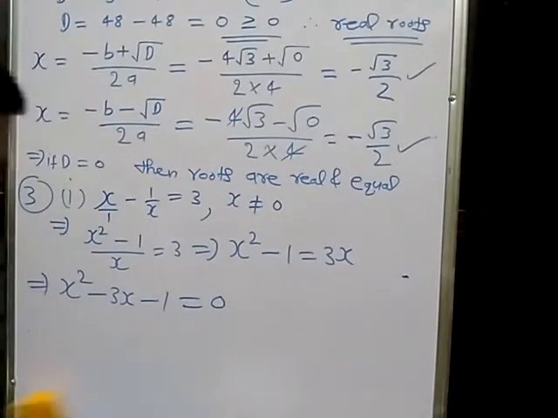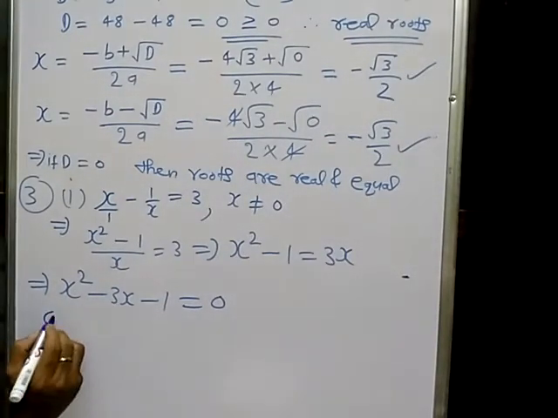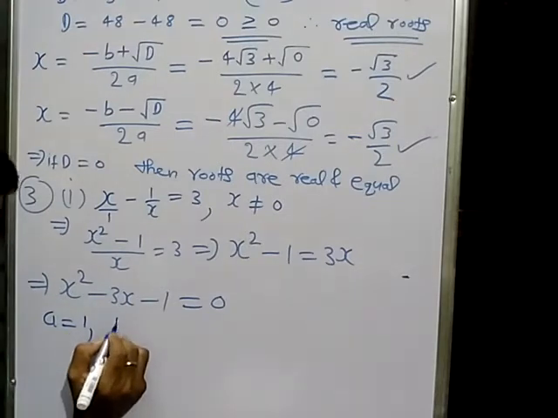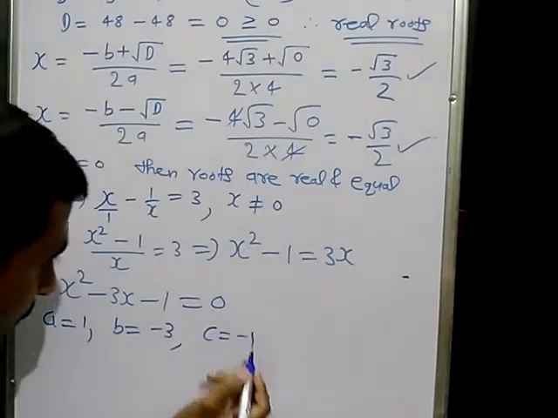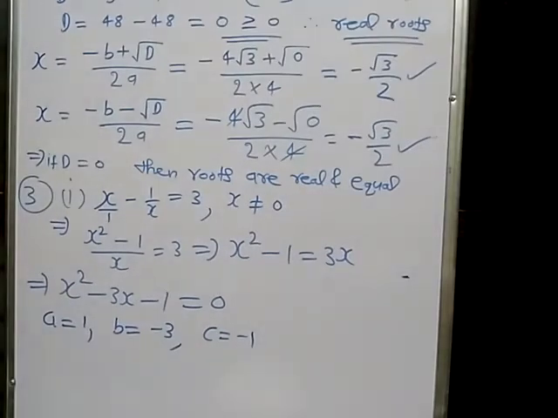Now I am going to solve it by using the quadratic formula. So firstly we need to write the values of a, b and c. What is a? You can tell 1. What is b? Minus 3. What is c? c is minus 1. So I have written the values of a, b and c.